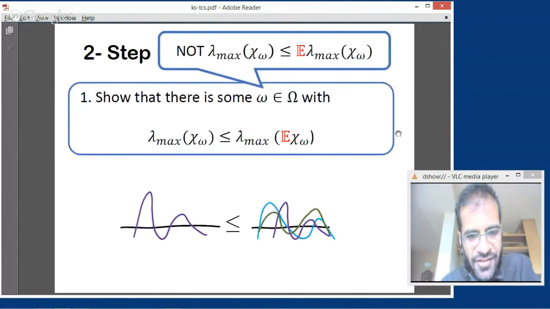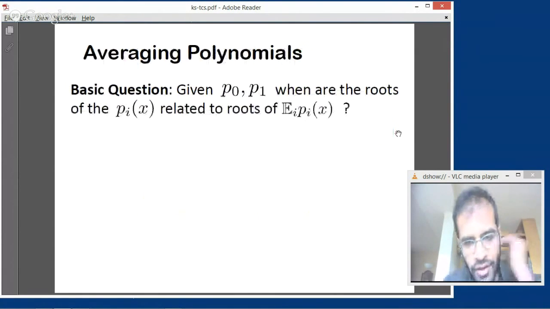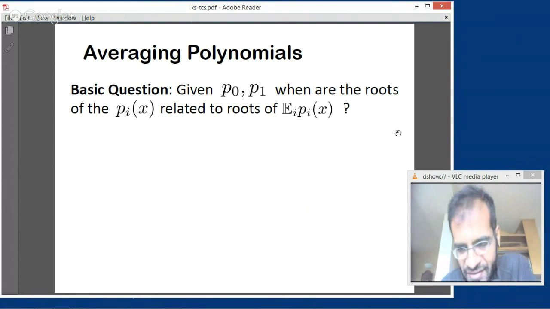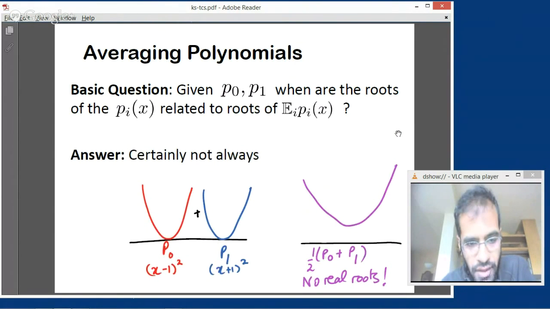So the basic question I need to understand here is how do the roots of the average of polynomials behave? The simplest case I can think of is I have 2 polynomials, P0 and P1, and the basic question is, what do the roots of the individual polynomials Pi have to do with the roots of the expectation, where the expectation is taken with respect to some distribution?